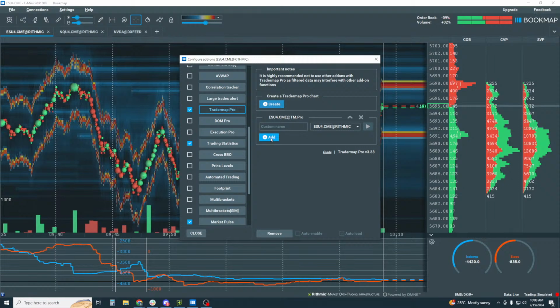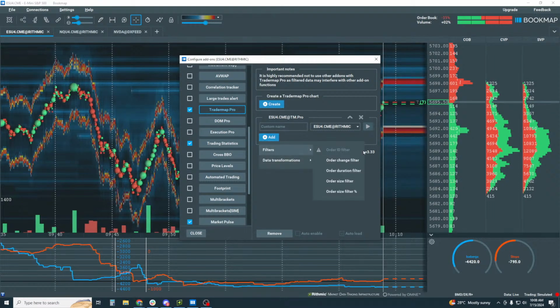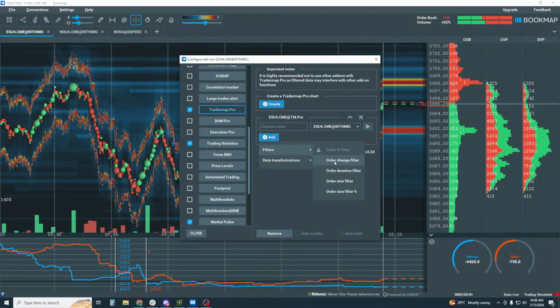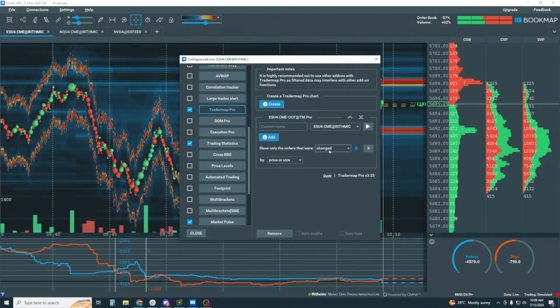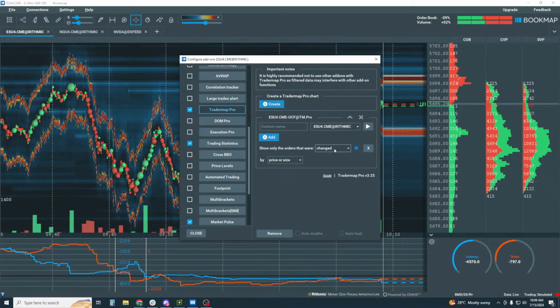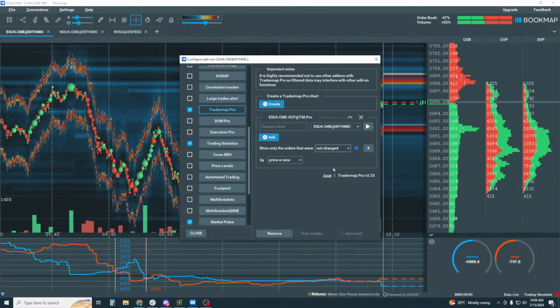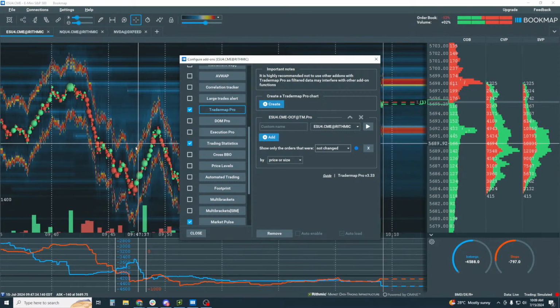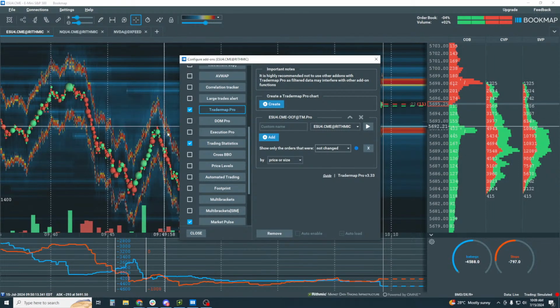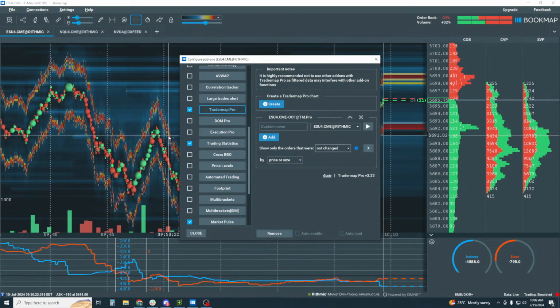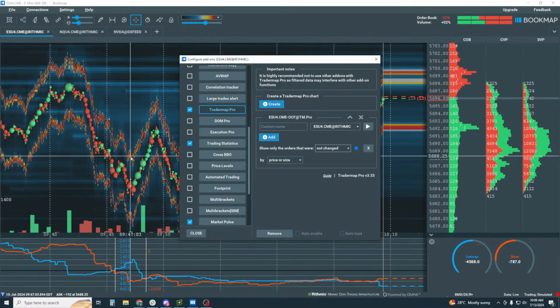Let's add the filter. Here's the filter, and I want to use the order change filter. Click on that, and under the drop down it says show only the orders that were changed. That's not what I want. I want not changed. I want to show the ones that were not changed. The ones that changed are the ones I want to filter out. I want to filter out this behavior of this algo.